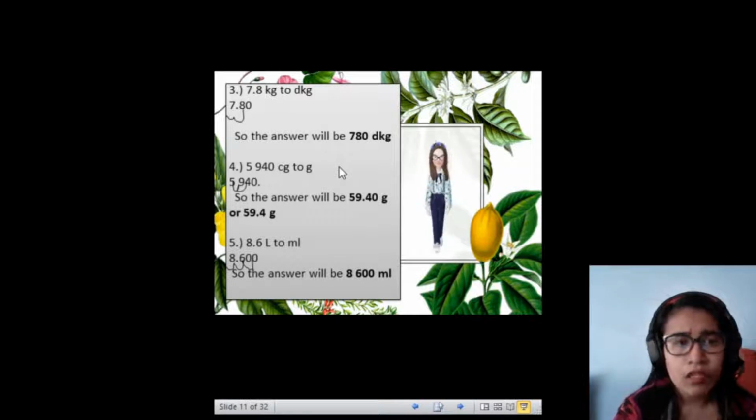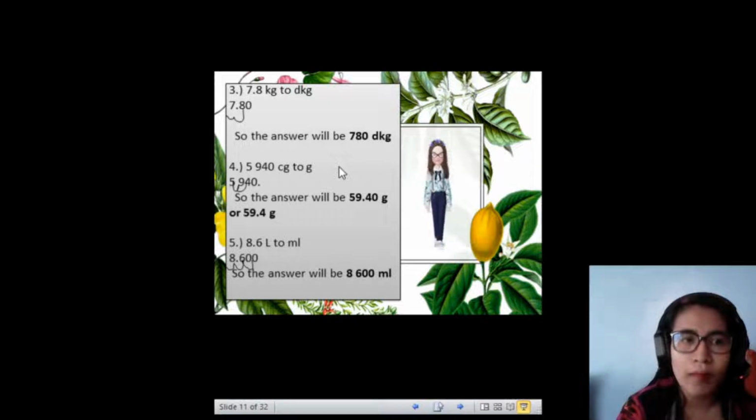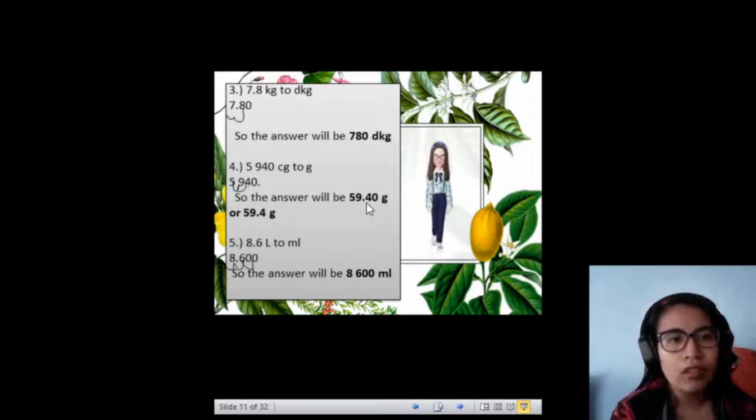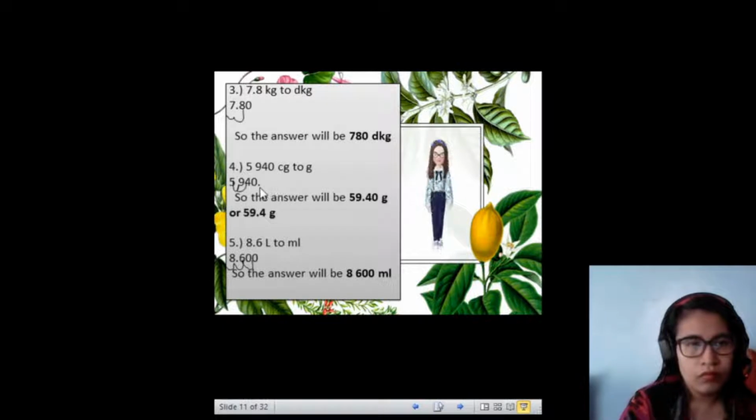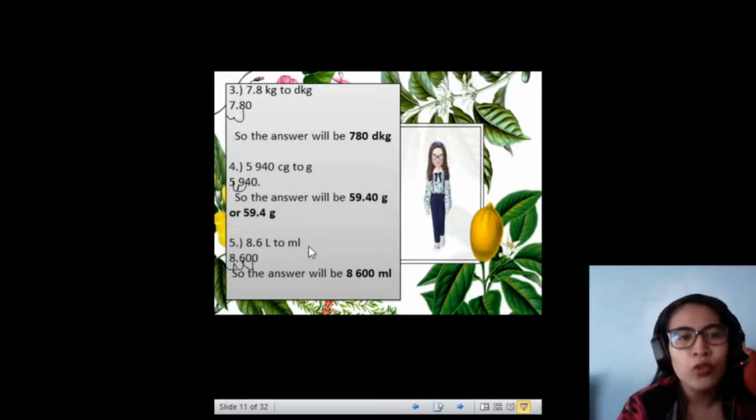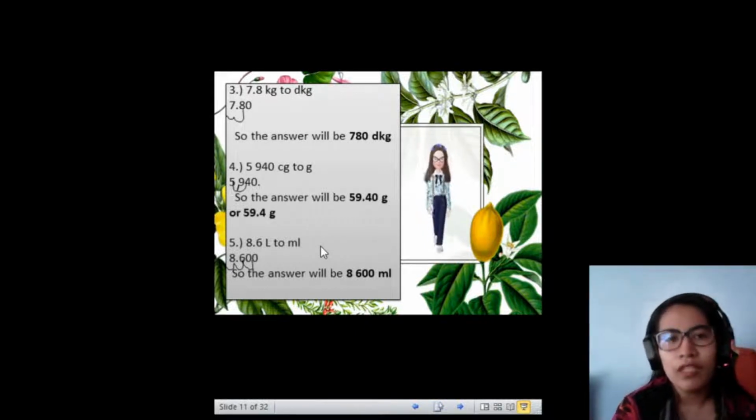Next, 5,940 centigram to gram. Okay, again, you need to move that. Your answer will be 59.40 gram or 59.4 gram. And then we have 8.6 liter to milliliter. So you will move that again. Your answer will now become 8,600 milliliter.